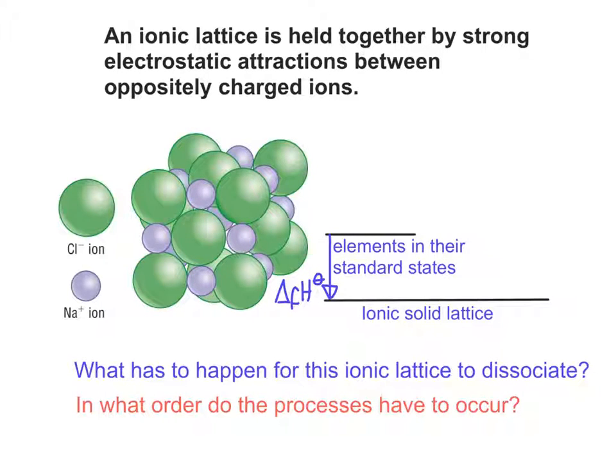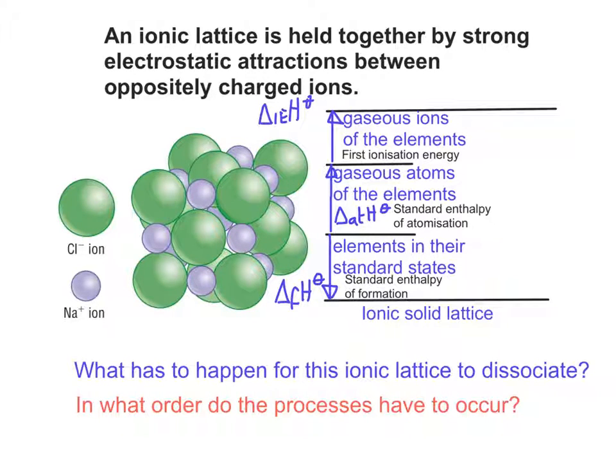So, getting from the elements in their standard states to an ionic solid lattice is the equivalent of delta fH. Now if you're not sure what delta fH is, you need to go back and look this up. The next process that has to happen once you have the elements in their standard states is you have to then turn all the elements into gaseous atoms. This is a process called atomization. Once you've got the gaseous atoms, you then have to turn them into gaseous ions.